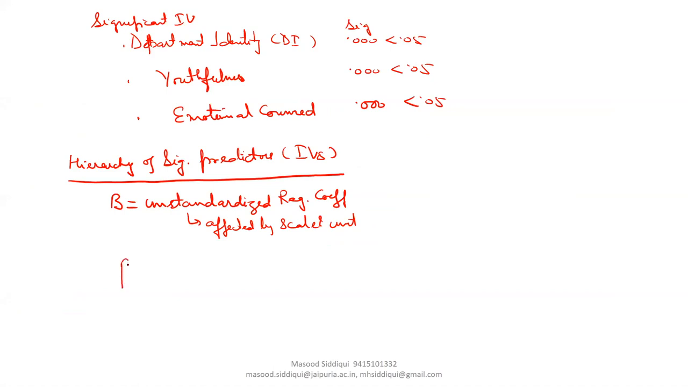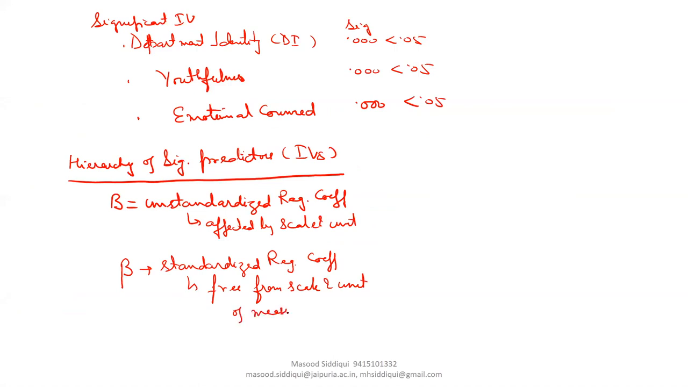We have one more regression coefficient, that is beta. Beta is known as the standardized regression coefficient. This standardized regression coefficient is free from the unit and scale of measurement. It doesn't matter whether you are using the same scale or not. It is not affected.